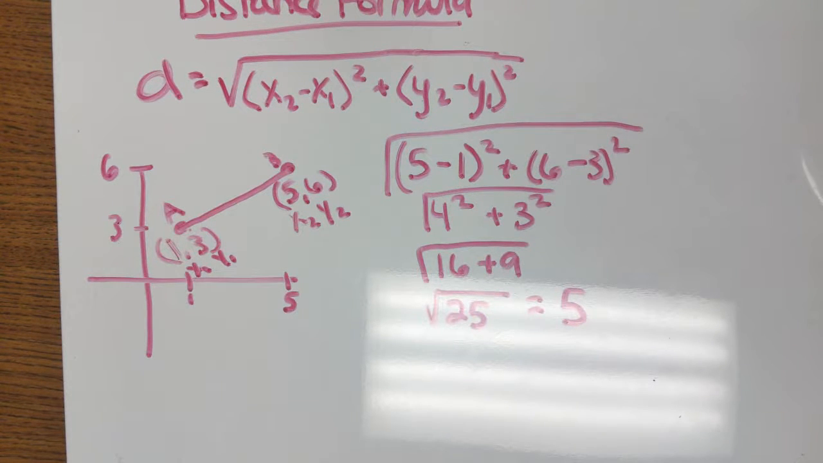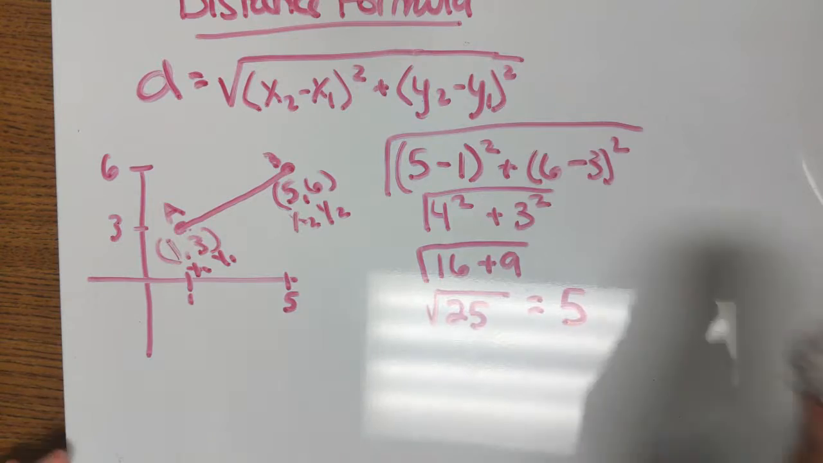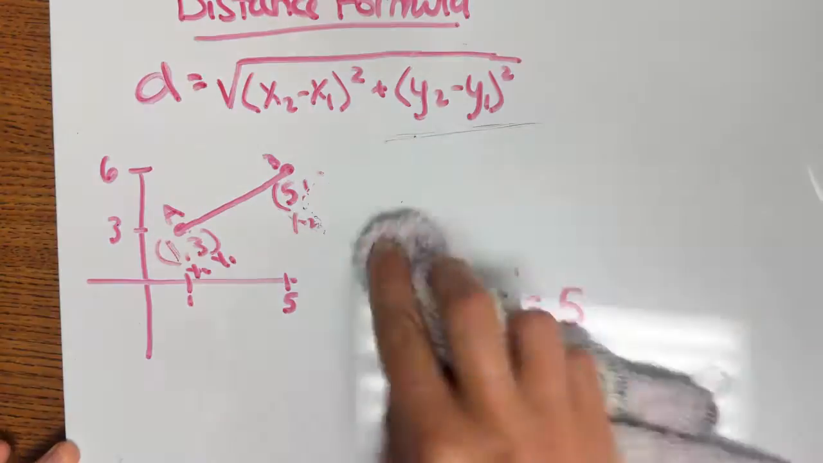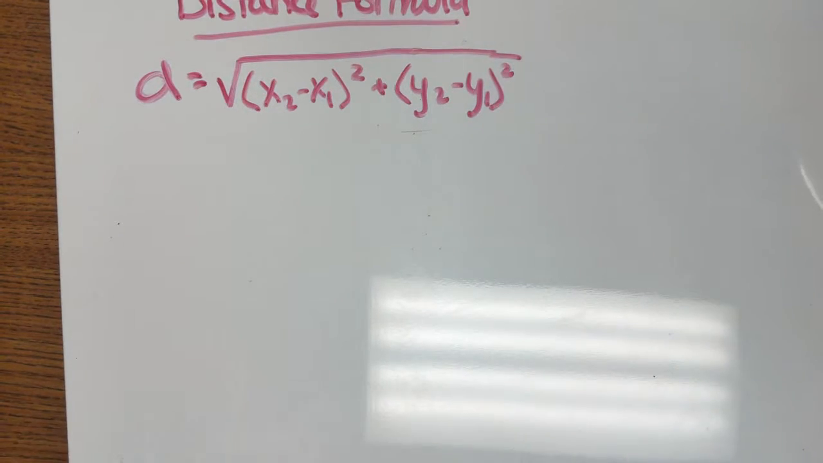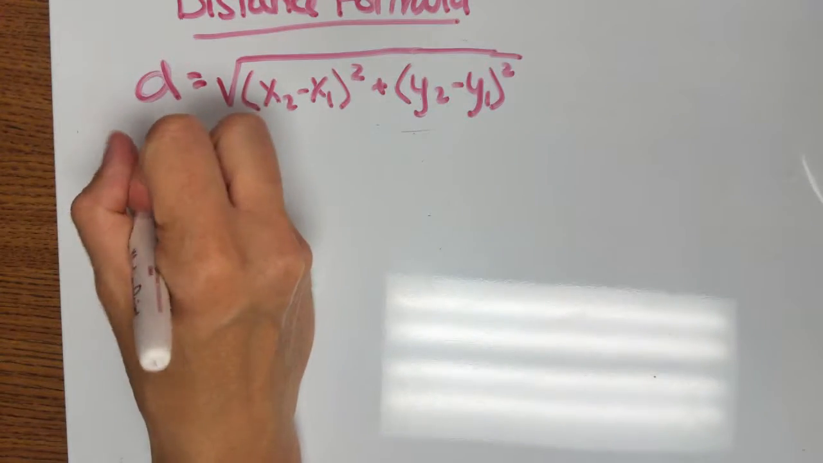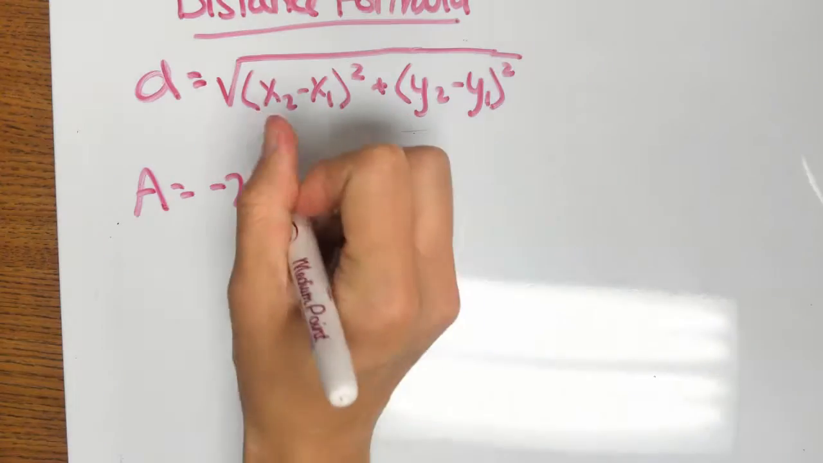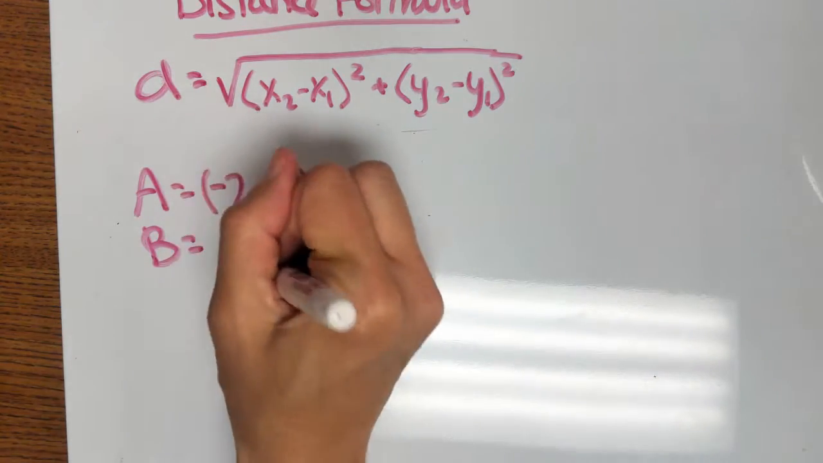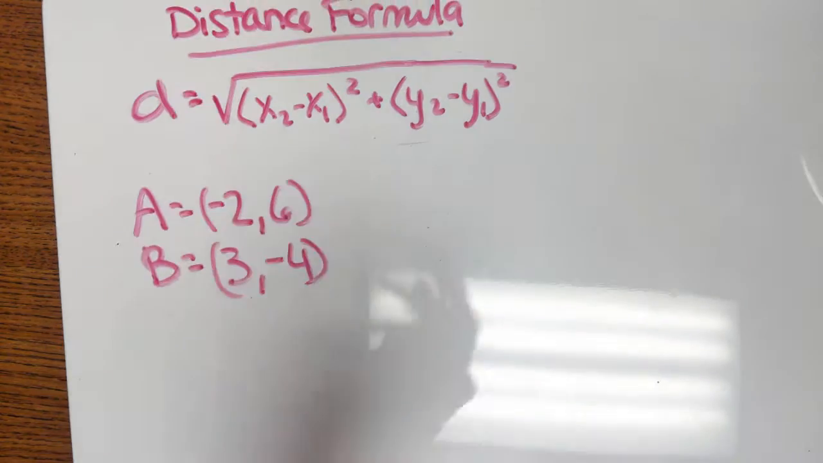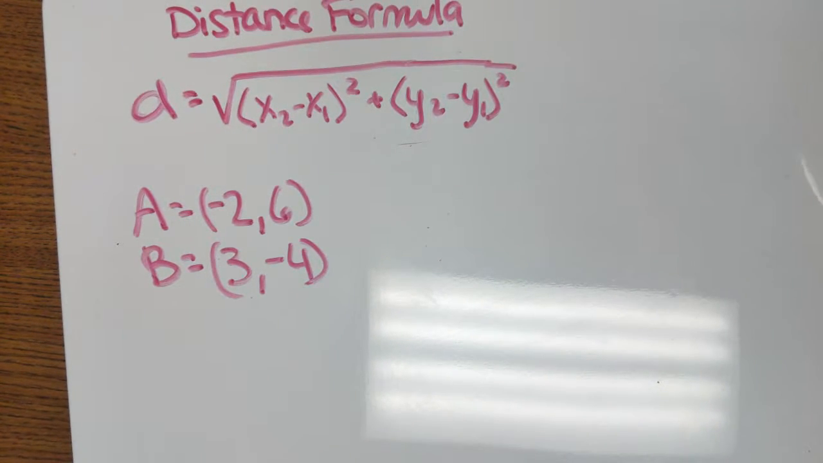That one just worked out to be a nice number. I did not mean that to happen. Let's go try one more with some weird numbers just to make sure we can show you how to type it on a calculator. So let's say I had the point A, which is at -2, 6, and B, which is at 3, -4. So we're going to find the distance between those two.